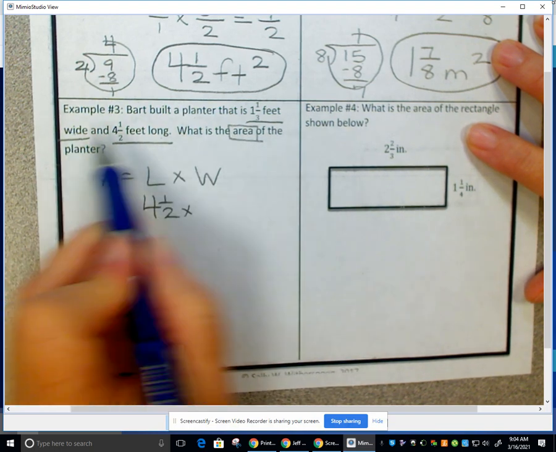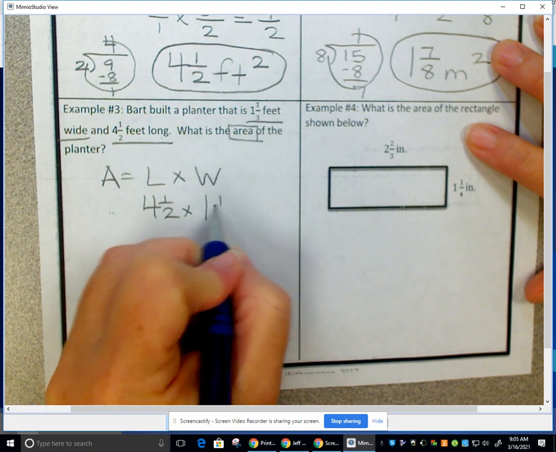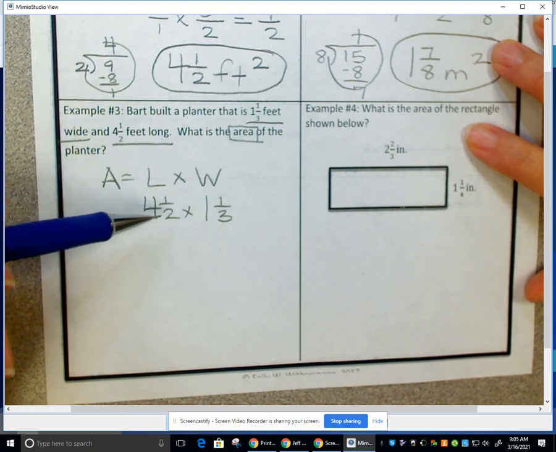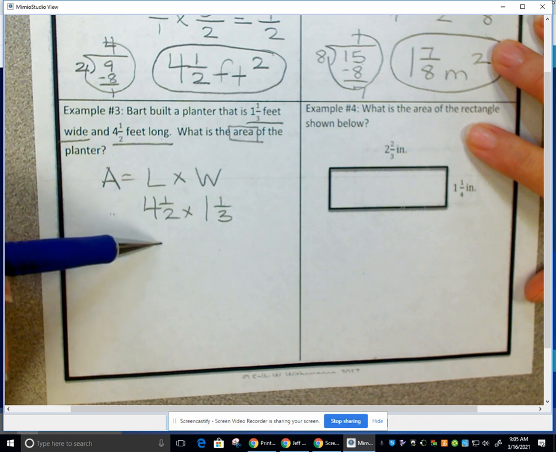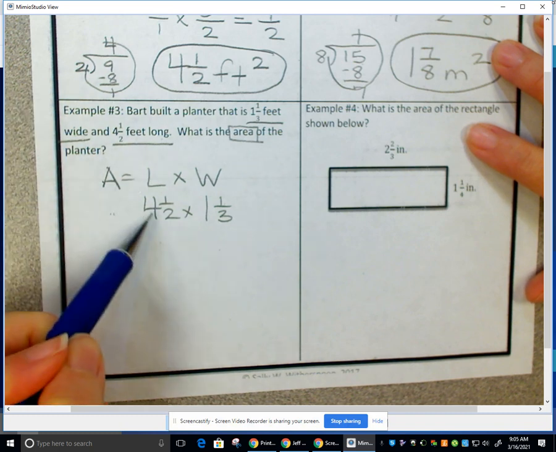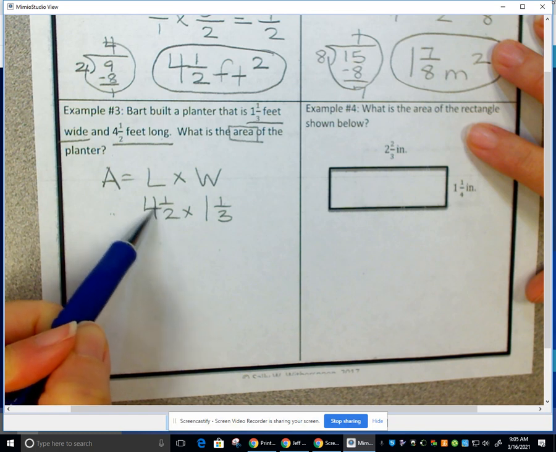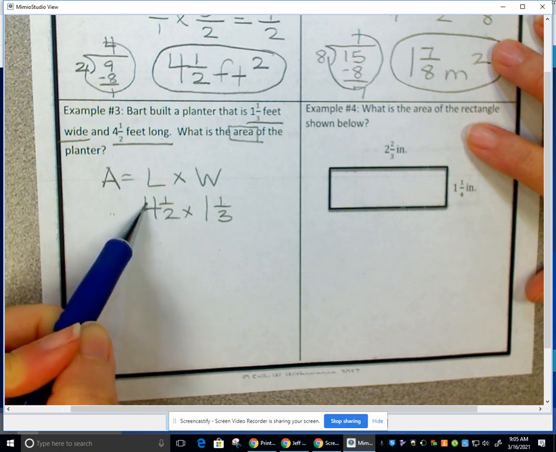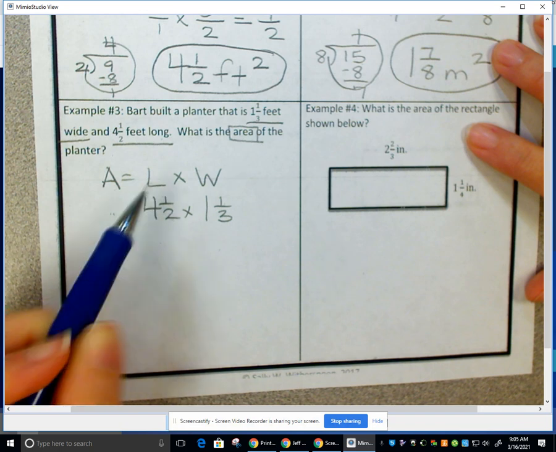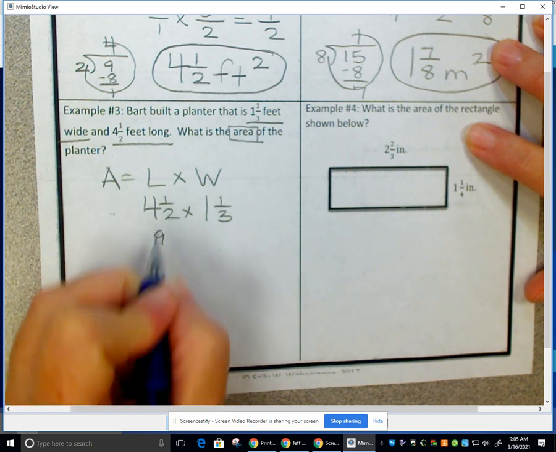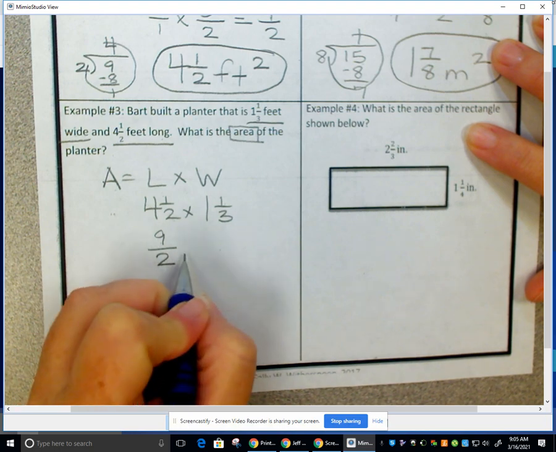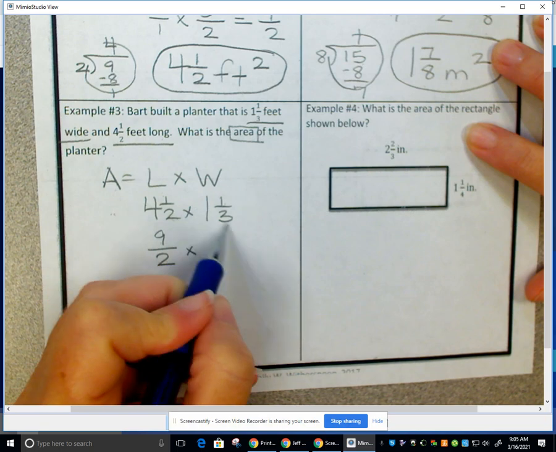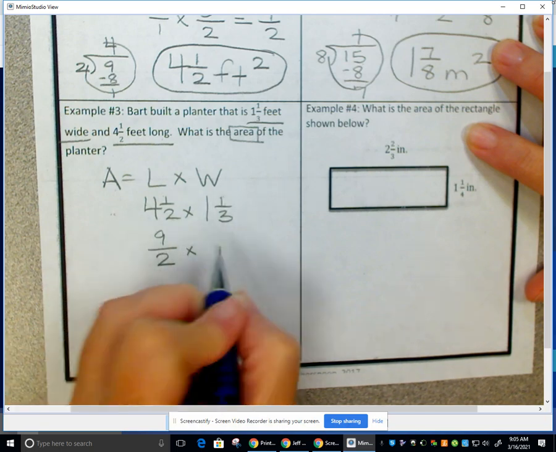My width is 1 1/3. Okay. Notice both of these are mixed numbers, and I don't want that. I want just a numerator and a denominator. So I'm going to rename these to improper fractions. Multiply these, add the top. 4 times 2 is 8, plus 1 is 9 halves. Multiply these, add the top. 1 times 3 is 3, plus 1 is 4.